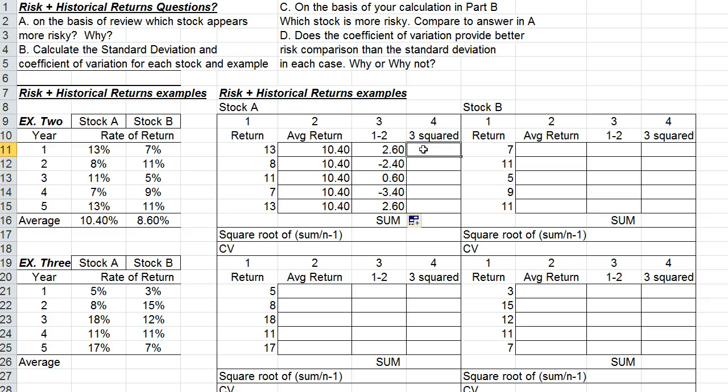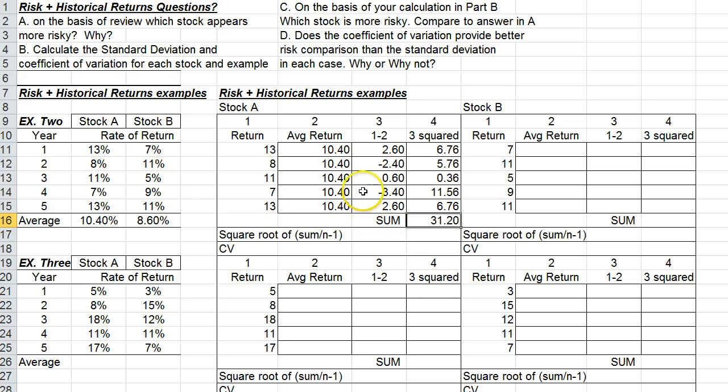And now I'm going to square these by using the caret sign, which is above the 6, to the second power. So I'm going to square each of the differences, and then I'm going to find the sum. So I'm going to add up the sum. And here is the sum of all of the squares.